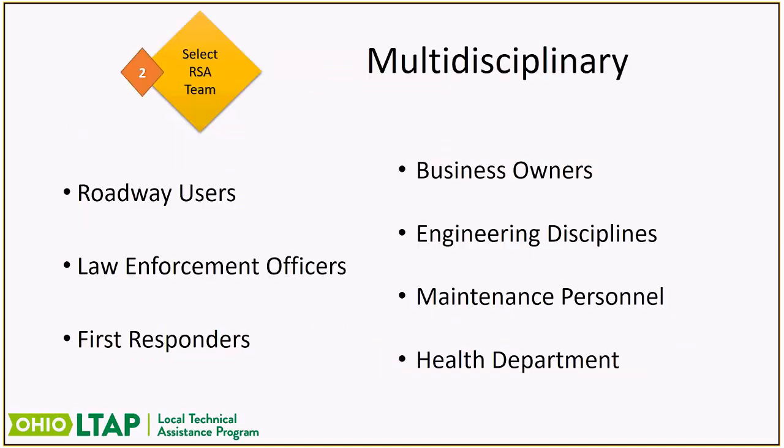So next step in the RSA process is to build your multidisciplinary team. And this team, as I mentioned before, needs to consist of people who are using the roadway on a daily basis, law enforcement officers, first responders. We've had business owners on our RSA teams, your engineering disciplines, maintenance personnel. They can be some real keys to understanding what's happening with that roadway.